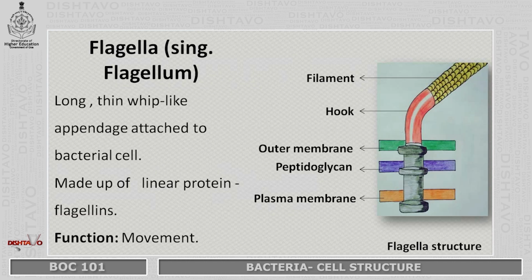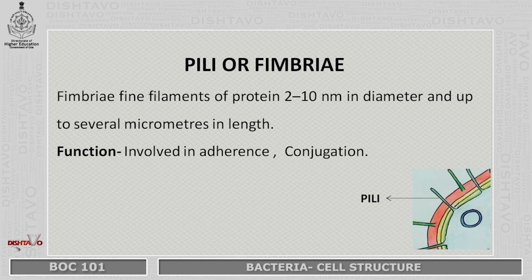To describe the bacterial structure, we see bacteria having long flagella, which are rigid, thin, web-like appendages attached to bacterial cells. They are made up of a linear protein called flagellin. These flagella mostly help bacteria in movement.